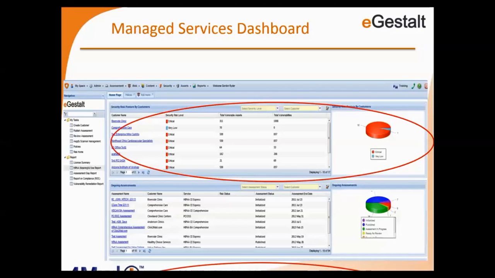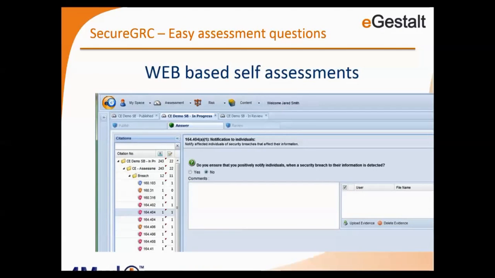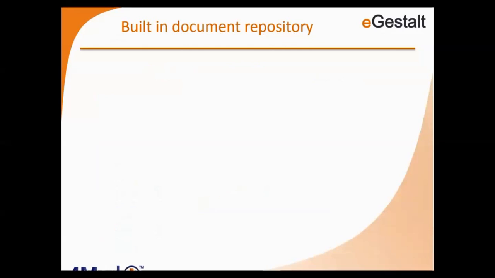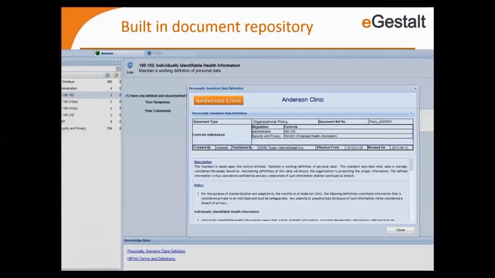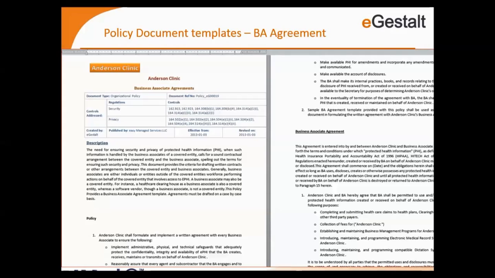I want to just show you some screenshots before we move it over to training. It's basically very simple yes or no questions that are asked to you as you go through the assessment process. There is lots of help available in terms of a document repository. There are policy documents available. This is a policy document that's available, and there are agreements and contracts that are built into the tool, which are available with the click of a button, and you can customize and adopt them.